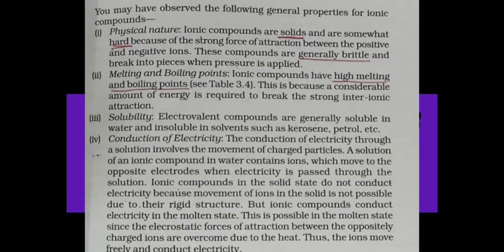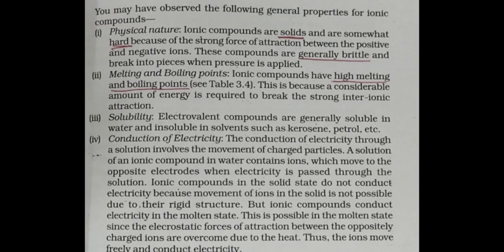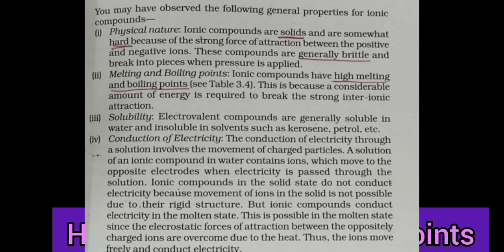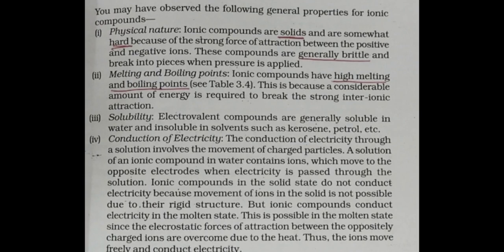It's very important. What are the main features or general properties of ionic compounds? First of all, ionic compounds are solid because the force of attraction between the cation and anion is very high. So these molecules are very difficult to break and they are generally brittle and break into pieces when pressure is applied. The next is melting and boiling point. They have high melting and boiling points also because considerable energy is required to break the bond between them. Next is about solubility. So they are generally soluble in water and insoluble in solvents like kerosene, petrol, etc.